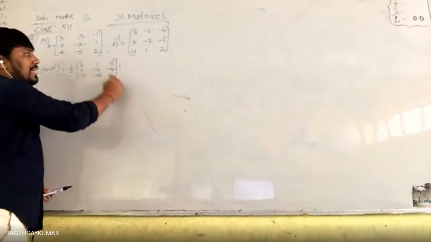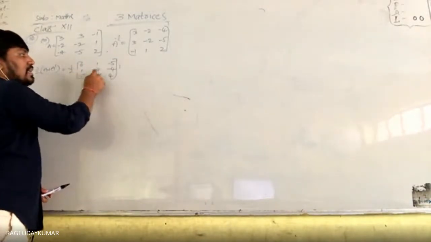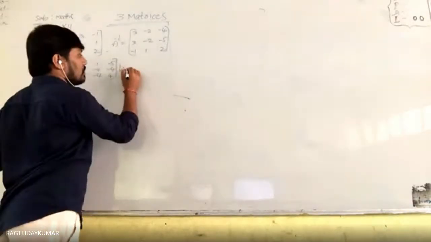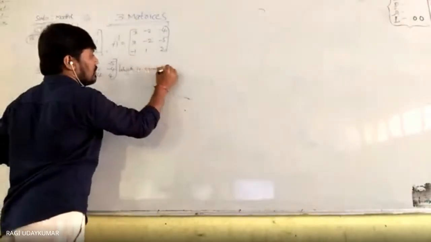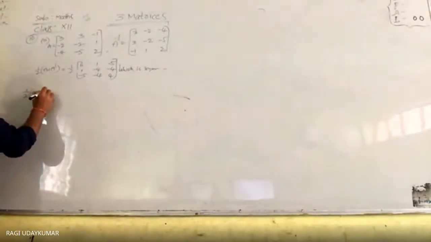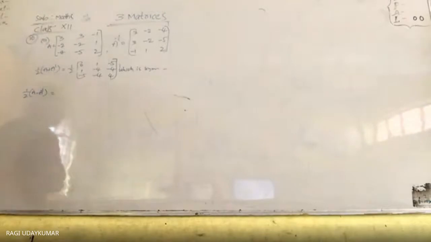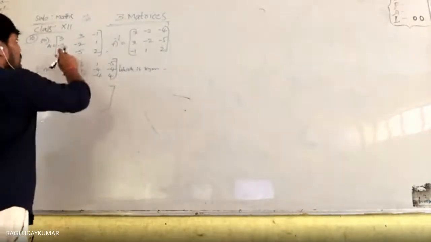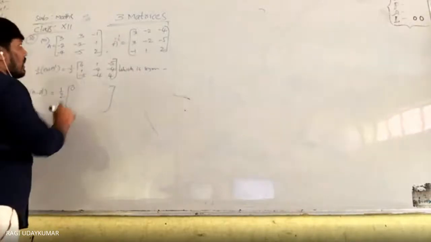Diagonal elements can be any number. This same, this same, this same. So it is a symmetric matrix. Next, half of A minus A transpose. Half of A minus A transpose means subtract this from this, and this will become 0.